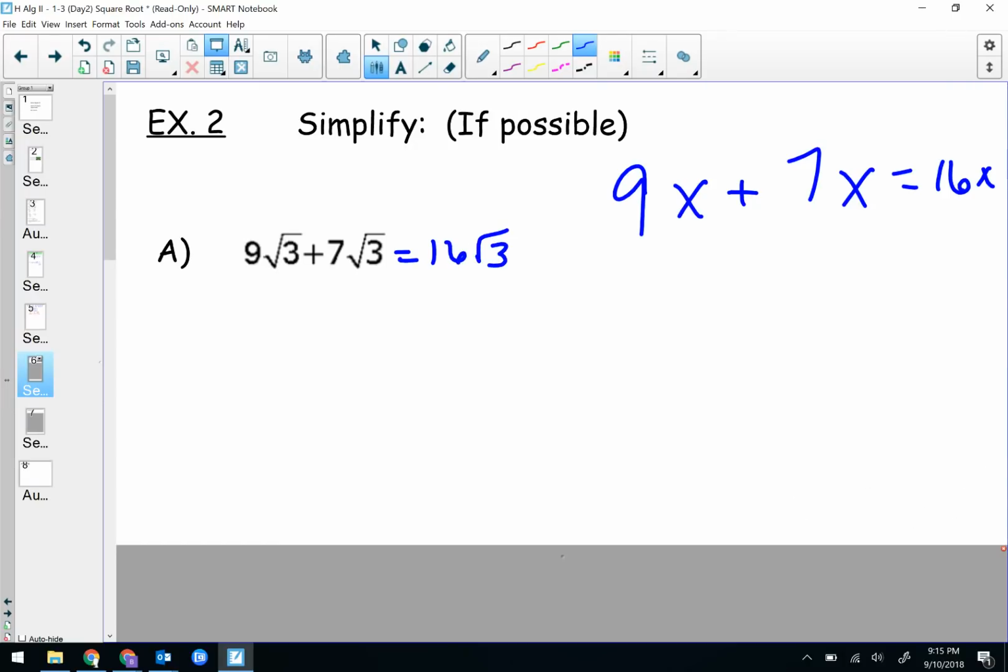You call that common radical terms. When you both have a radical 3. If they don't have common radical terms, then you can't combine them. Just like if I'd said 9x plus 7y. Those are not common terms. You couldn't combine those. It has to be x's and x's, right? It has to be radical 3's and radical 3's. Okay. Let's take a look here.